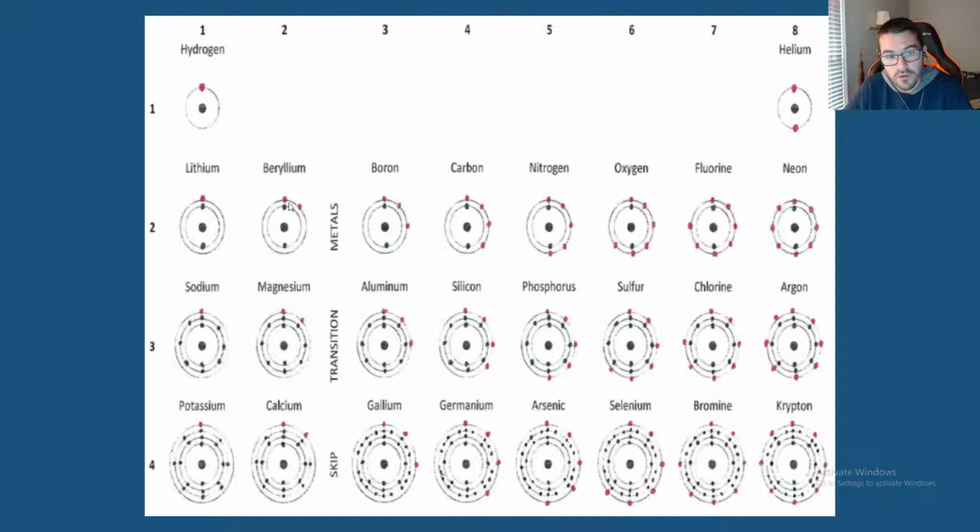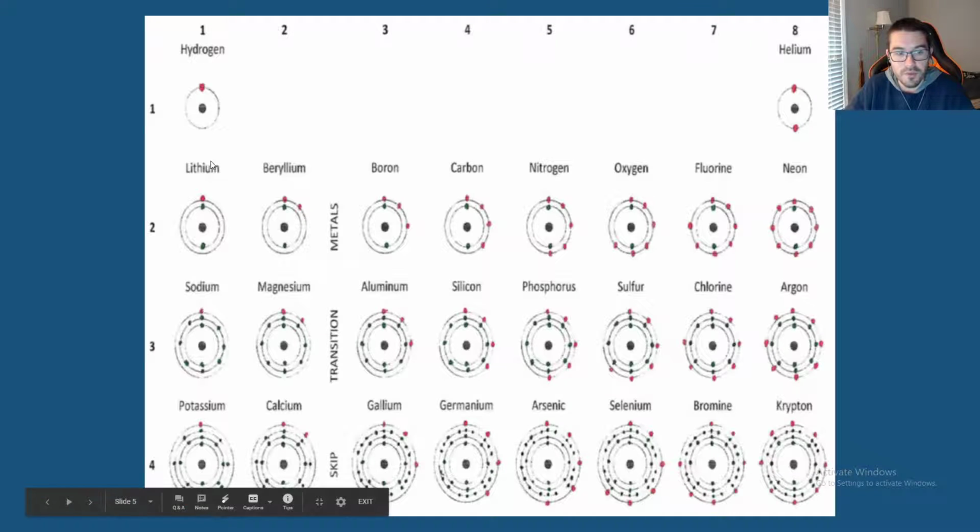So it goes 1, 2, 3, 4, 5, 6, 7, 8. Okay? And then after 8, if you try to add another electron, then it goes into the next ring up. Okay? And so you start over again at 1, 2, 3. What this shows us is that there's actually a pattern that we can use.